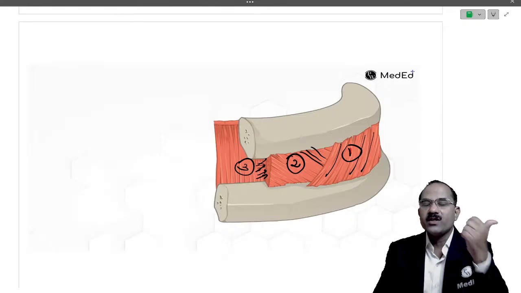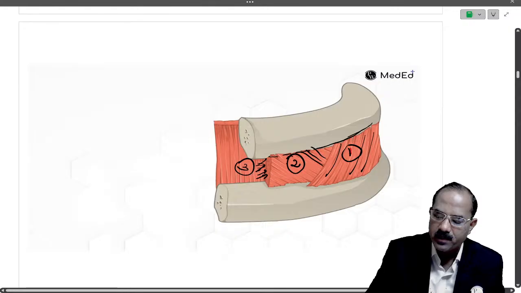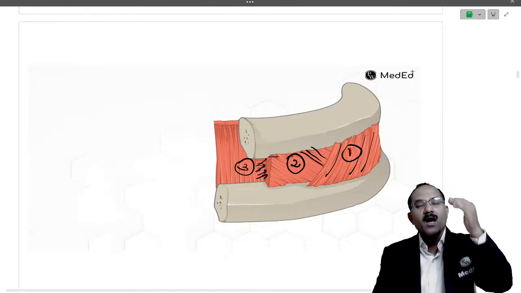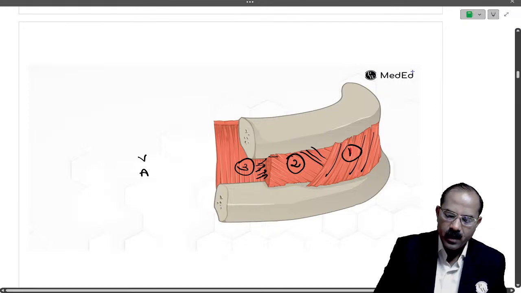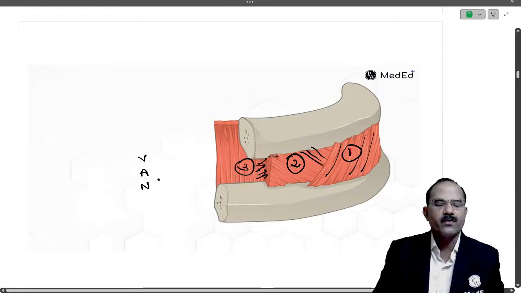And where is the costal groove? The costal groove is along the inferior border of the rib, right? The costal groove is along the inferior border of the rib. And how is the sequence of structures in the costal groove? It is vein, artery, nerve, from above downwards. From above downwards, right?